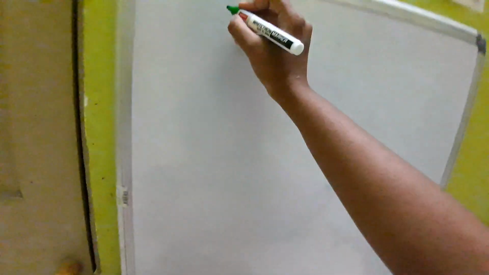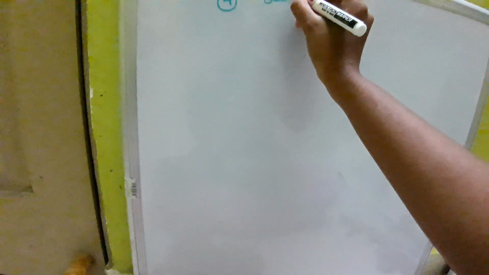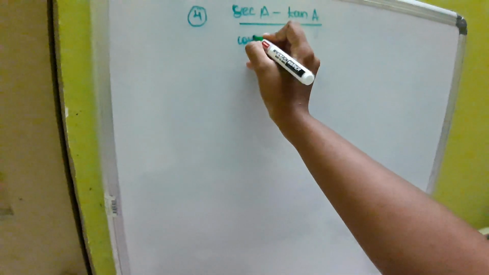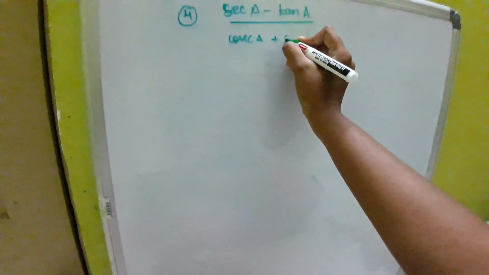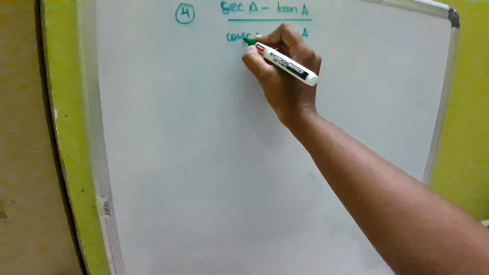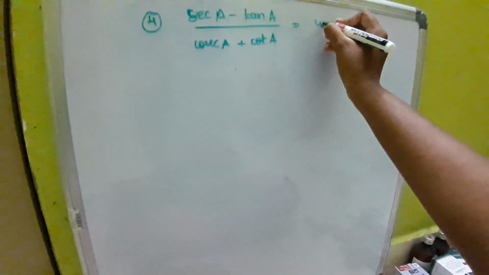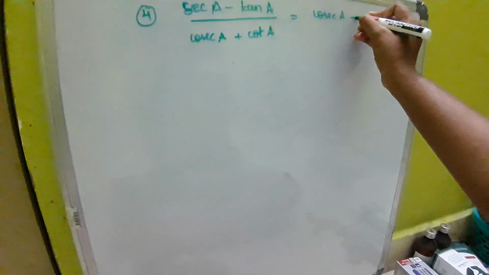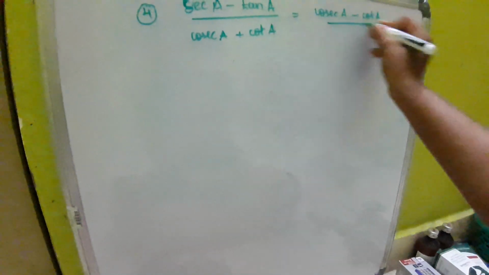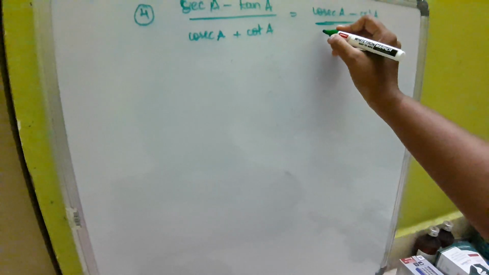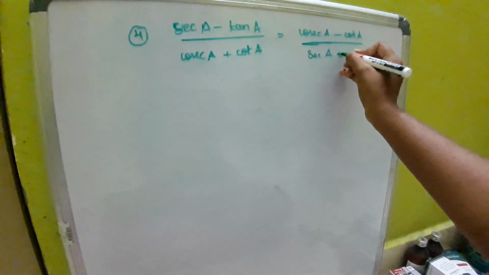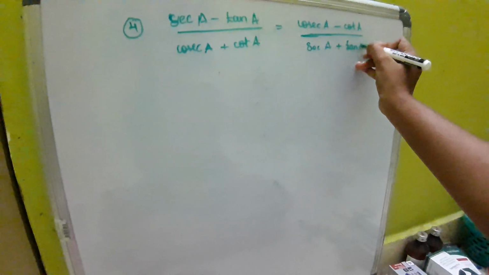Now we're going to say the fourth question. Okay, fourth example. The question is: secant A minus tan A divided by cosecant A plus cot A is equal to cosecant A minus cot A divided by secant A plus tan A.